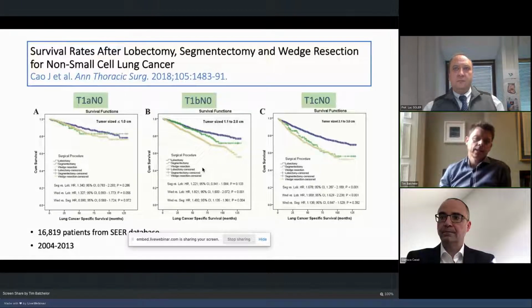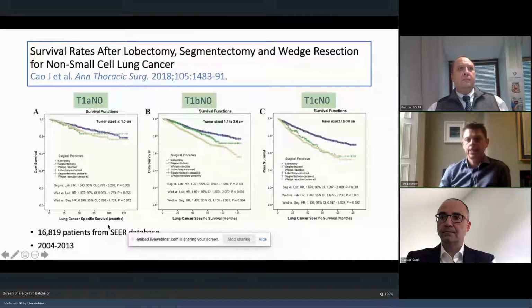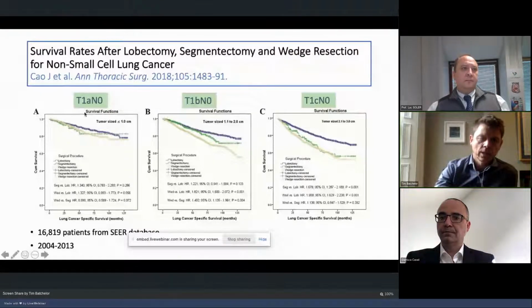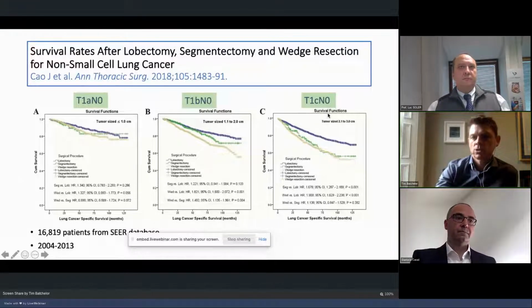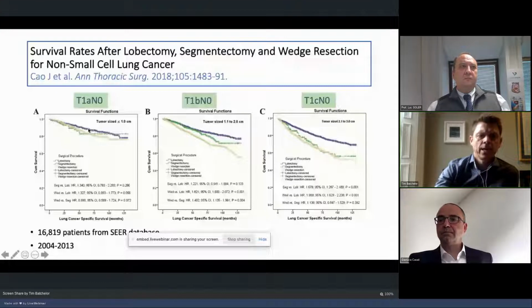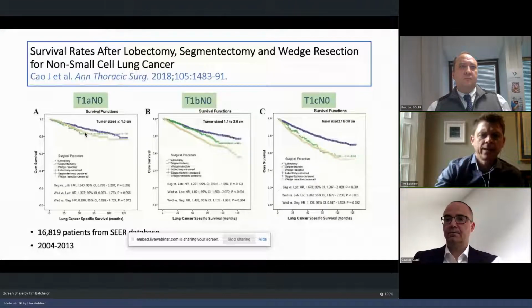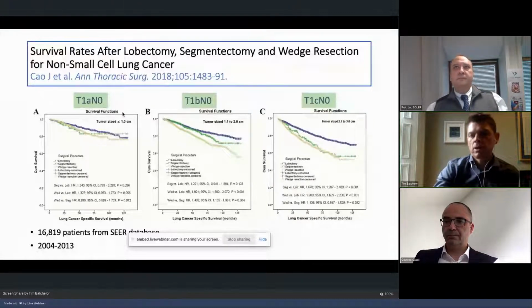So this is a nice paper from Cow looking at a large database, the SEER database, nearly 17,000 patients. And they divided the T1 tumours into tumours less than 1 centimetre, tumours 1 to 2 centimetres, and tumours 2 to 3 centimetres. And they plotted survival against what operation you'd had. So blue is lobectomy, green is segmentectomy, and yellow is wedge resection. So for very small tumours, there appeared to be no difference in long-term survival depending on the operation that you did.